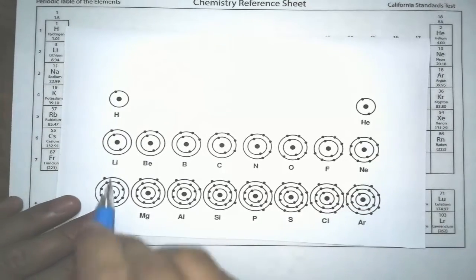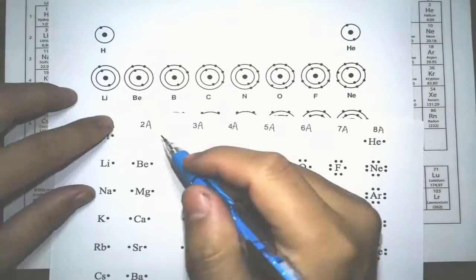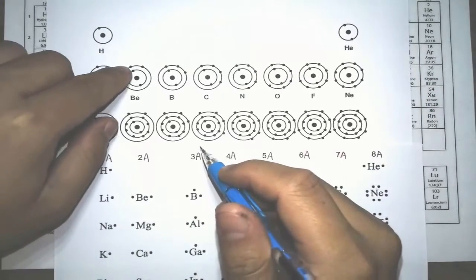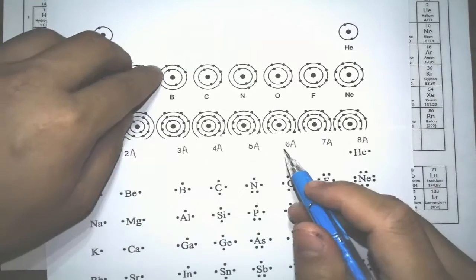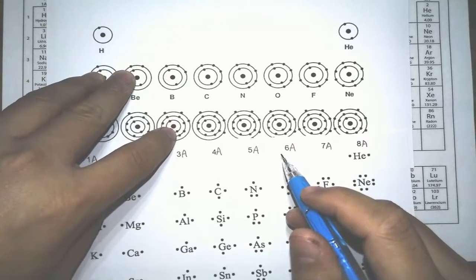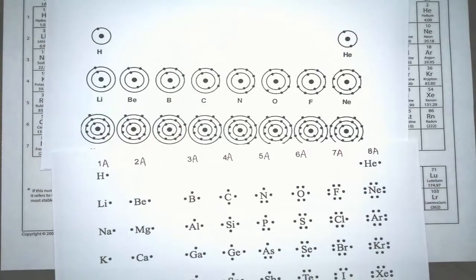And we notice again, elements in group 1A have 1 valence electron. Elements in group 2A have 2 valence electrons. We see that right there, 2 outermost electrons. And we jump to group 3A, all the elements in 3A have 3 valence electrons, and 4A, and so on. And that is, the group number represents the number of valence electrons.